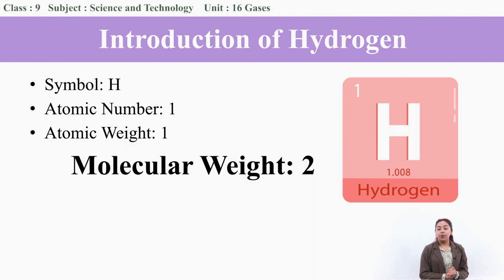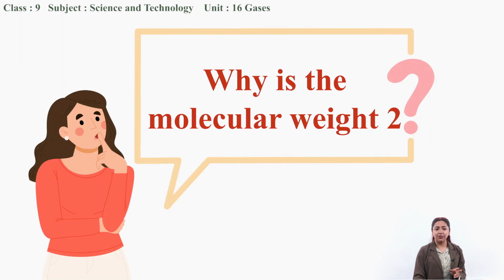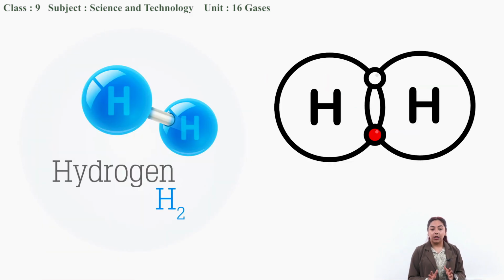The molecular weight. The molecular weight of hydrogen is 2. Now, since the atomic weight is 1, why is the molecular weight of hydrogen 2? It is because a single atom of hydrogen is unstable. So, it shares the outermost electron present in its outermost orbit with another hydrogen atom, forming a molecule H2. And due to this, the molecular weight of hydrogen is 2. Why? Because molecular weight is the sum of the atomic weights of each atom present in the molecule. And there are 2 atoms of hydrogen present in the molecule. So, 1 plus 1 is 2. That's why the molecular weight of hydrogen is 2.